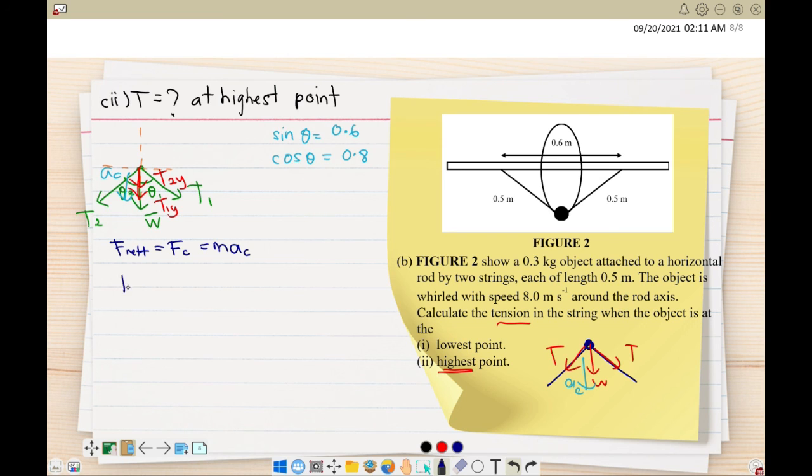So FC is the T1 cos theta, because Y saya angle dia sentuh dengan Y, so dia cos lah. T1 cos theta 1 plus with T2 cos theta 2 and plus with the weight equals to mv square over r. Dia hampir sama dengan yang tadi, cuma ada beza sikit lah. So ini you have the same tension and the same angle. Jadi saya combine. So ini adalah 2T cos theta plus with mg equals to mv square over r.